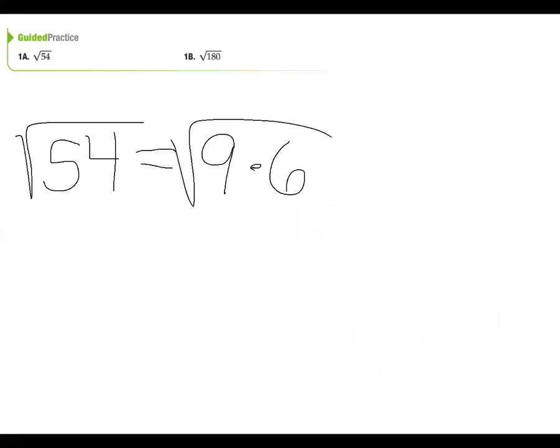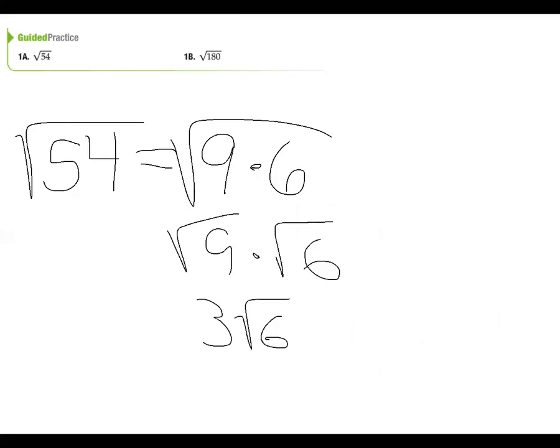Another way to do that is to realize that 54 is 9 times 6. And 9 is a perfect square factor. So normally when you're doing these, you're looking for perfect square factors. And I know that 9 times 6 is 54. So the square root of 54 is the square root of 9 times 6, which is the square root of 9 times the square root of 6, or 3 square root of 6. That's the final answer. Okay?